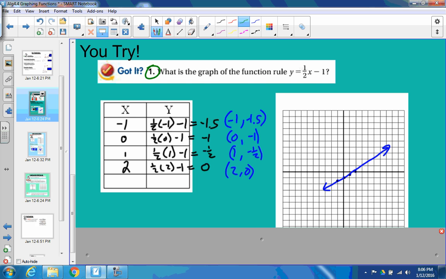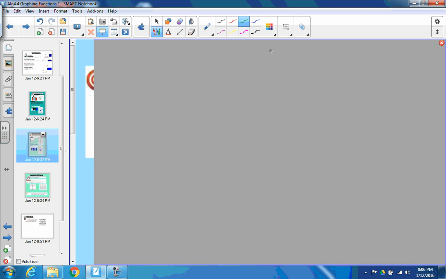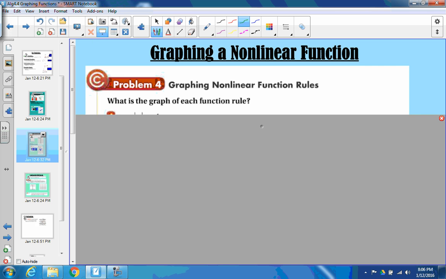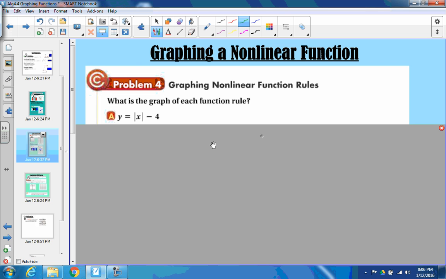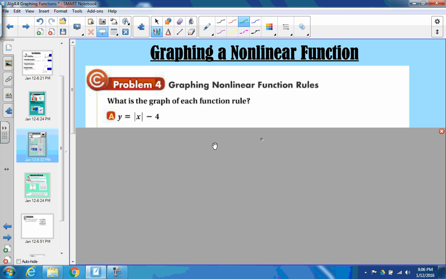Those are linear functions. Now let's graph nonlinear functions. So the example here is, what is the graph of each function rule? Here's the function rule we're dealing with. Y is equal to the absolute value of x minus 4. So if you remember absolute value, that means the distance from 0. So absolute value equals distance the number is from 0.